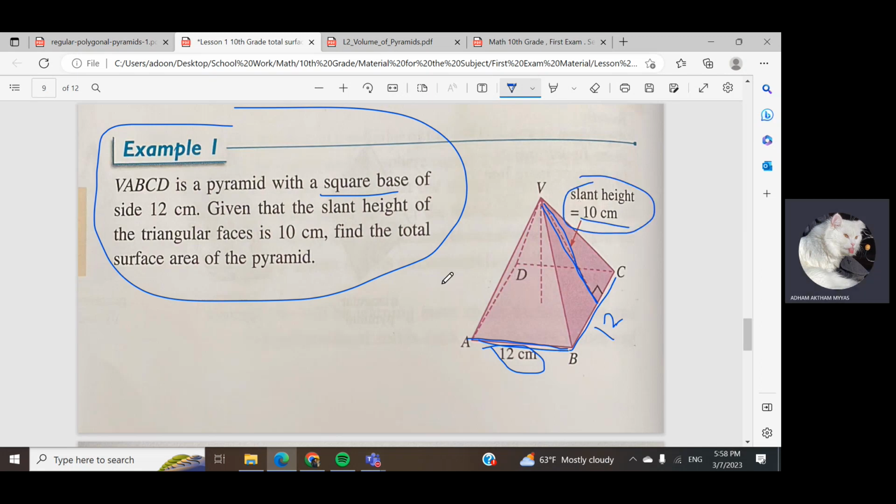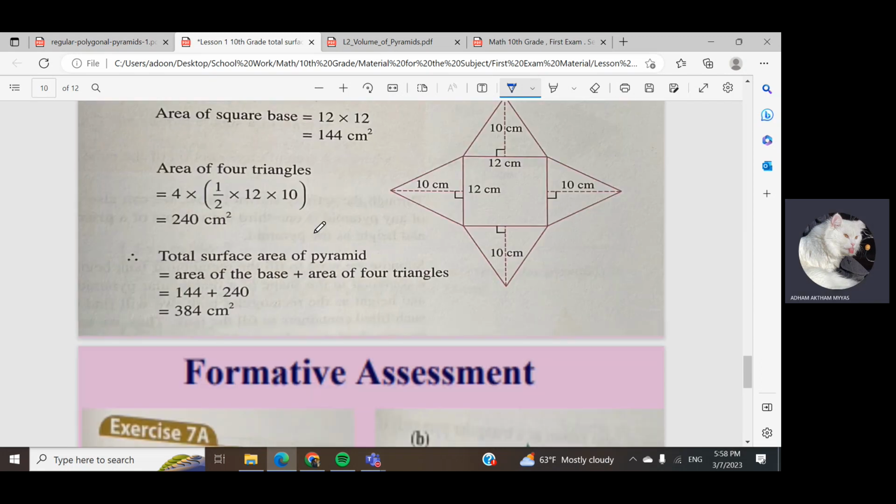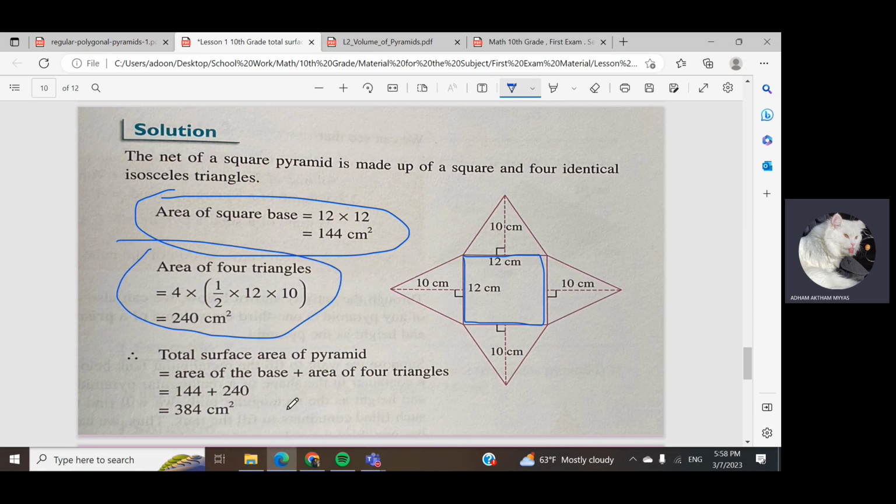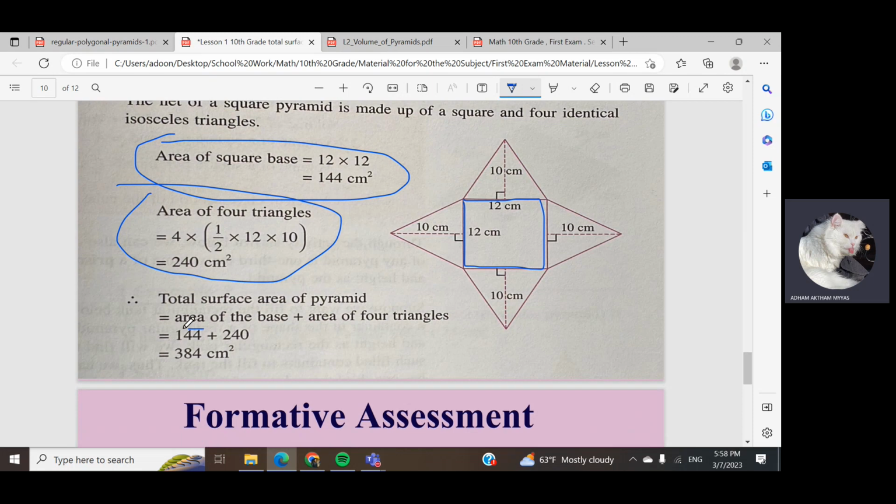It's 10 centimeters. So after analyzing the question, we can see that we have a square base and 4 triangles. First of all, I will calculate the area of the square base, then the area of the 4 triangles, and sum them to get the answer.